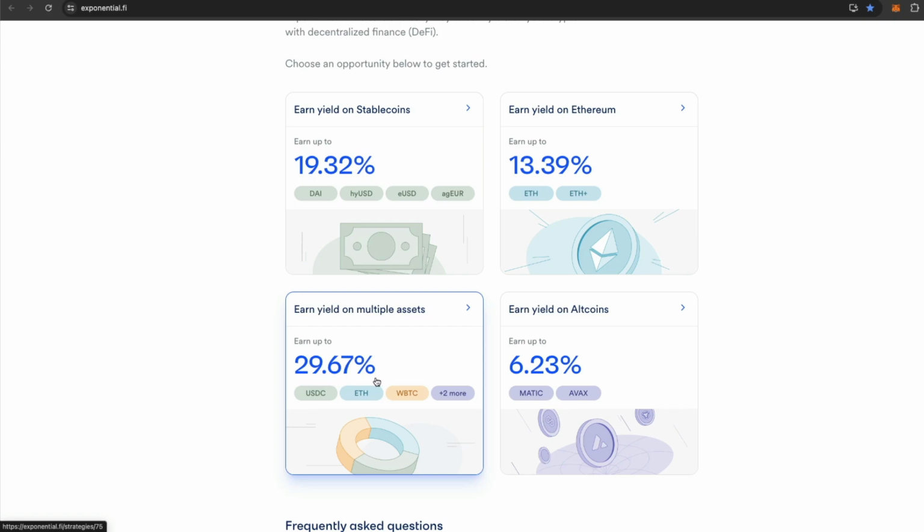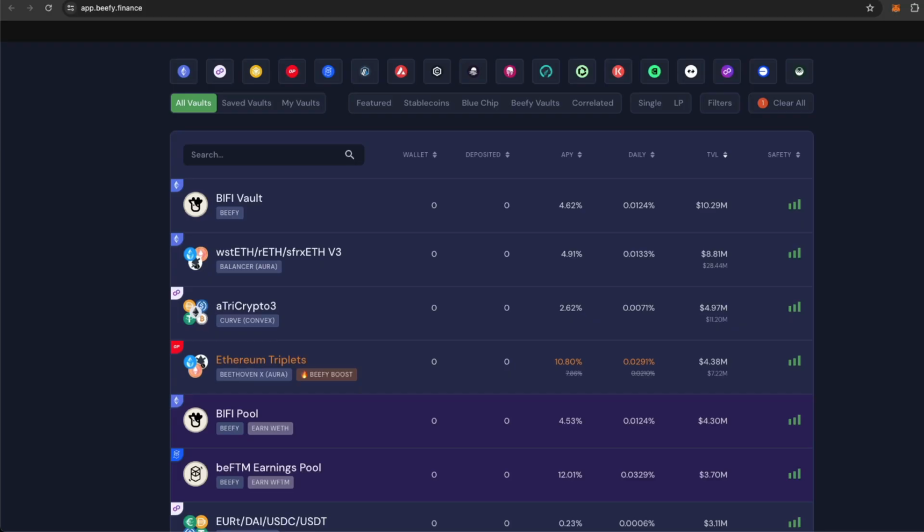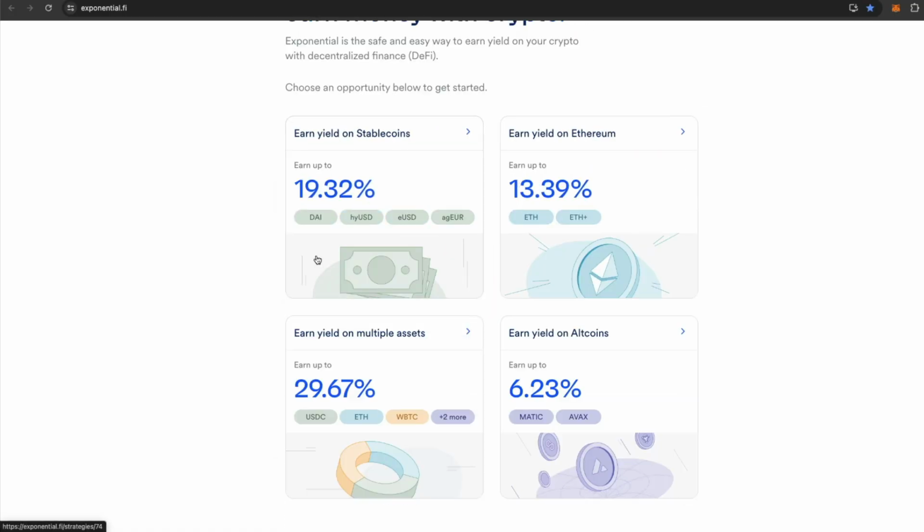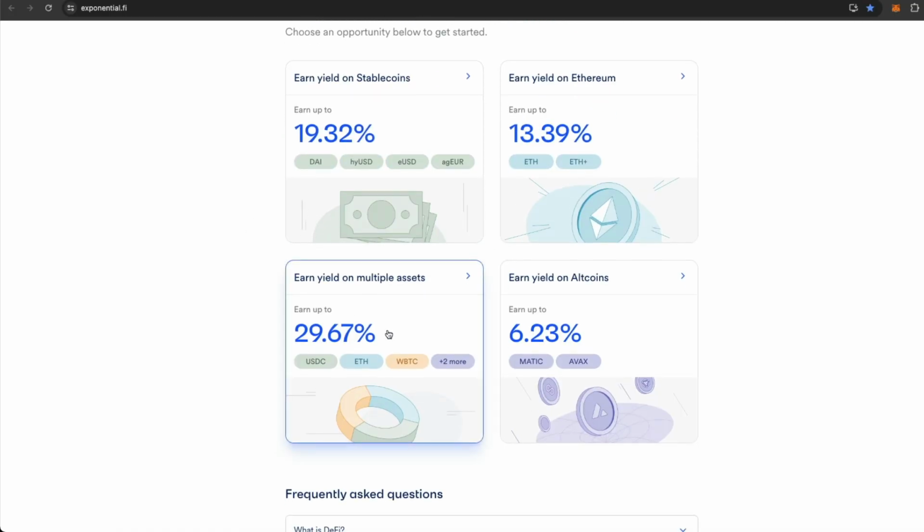So if you're somebody that doesn't like to have to go through and pick all the nitty-gritty opportunities that are out there in DeFi, you could consider using a combination of something like beefy.finance as well as exponential.fi, or other protocols that are similar to these to locate high-yielding opportunities that are mostly automated for you so you don't have to do as much work on your end.